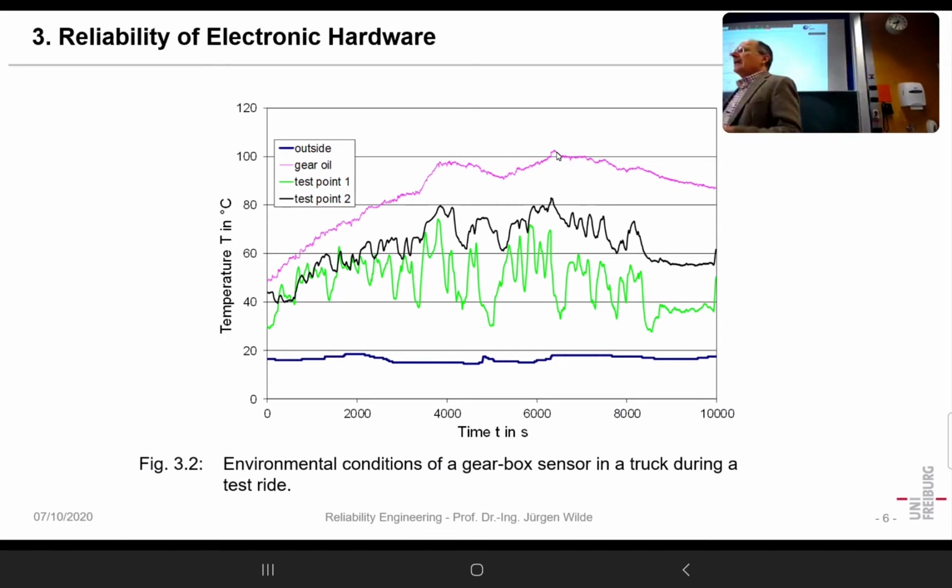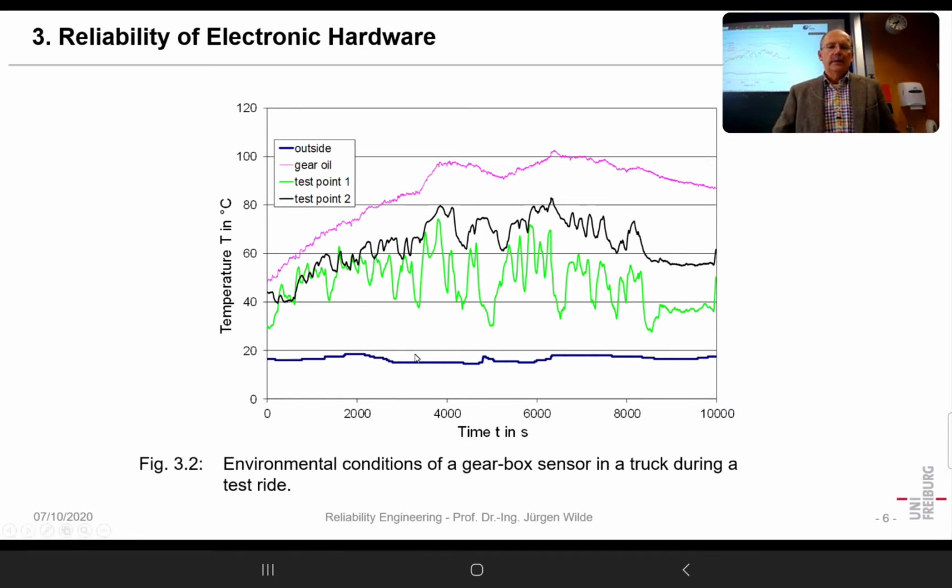That means alone the environment of the electronics can be so hot, but in addition, of course, we can have the self-heating of electronics. On some test points, some screw holes where the sensors were screwed in, the temperature swing was not as high, but we have temperature swings going from here to here of up to 40 Kelvin.